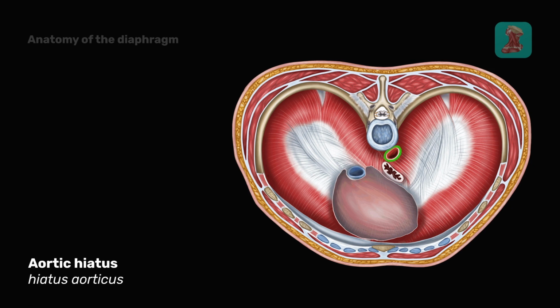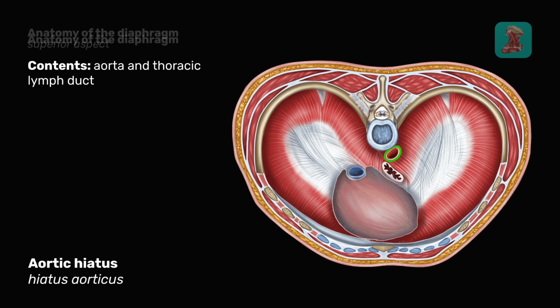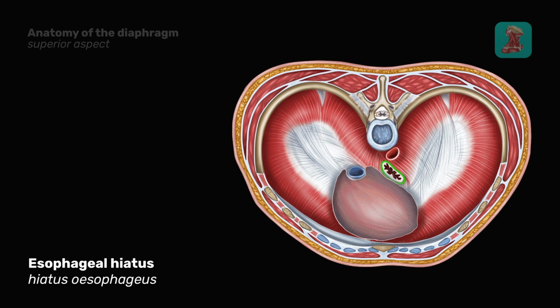The aortic hiatus, in which the aorta and thoracic lymph duct pass. Here, the median arcuate ligament protects the aorta from compression during the contraction of the diaphragm. The esophageal hiatus is where the esophagus and the vagus nerves pass. At this site, the diaphragm performs the function of the esophageal sphincter of sorts. However, this site is also called a weak spot, where hernias may form.